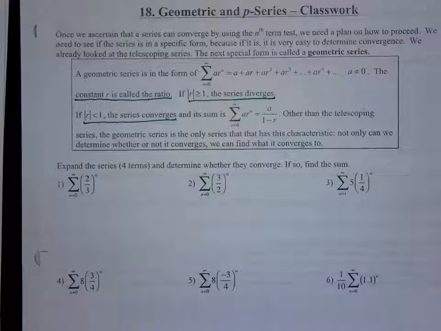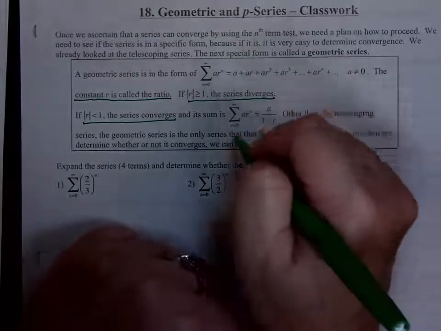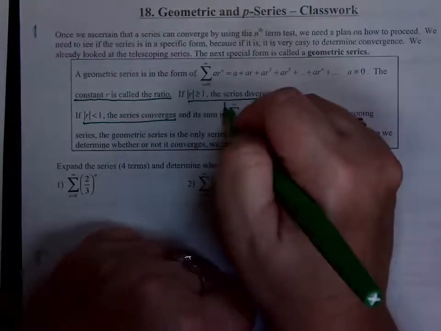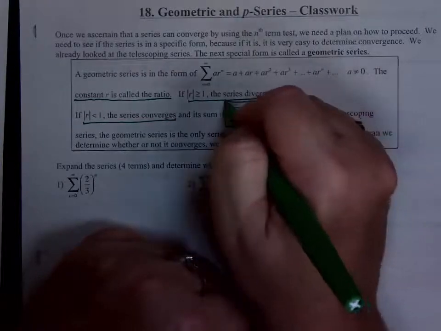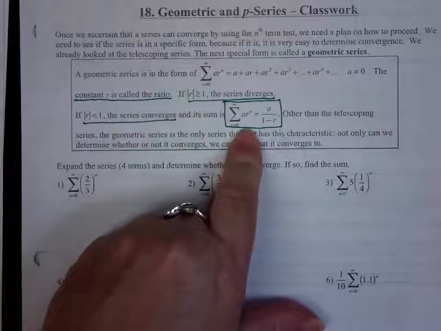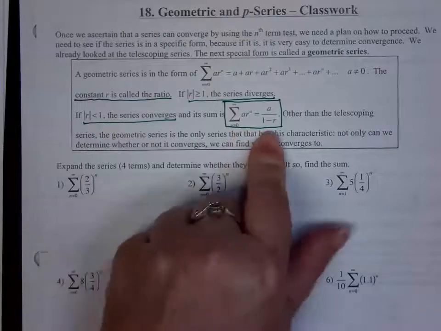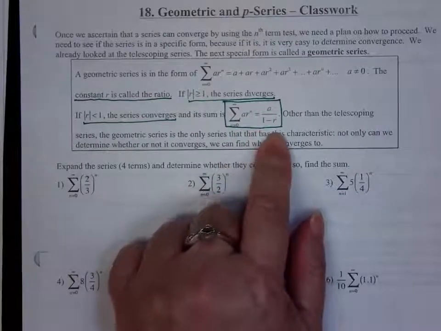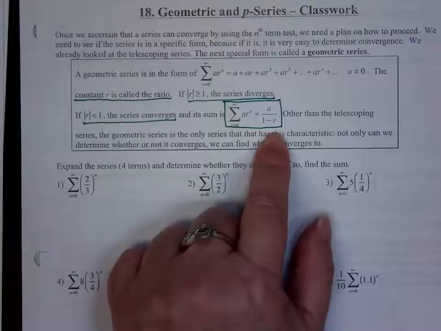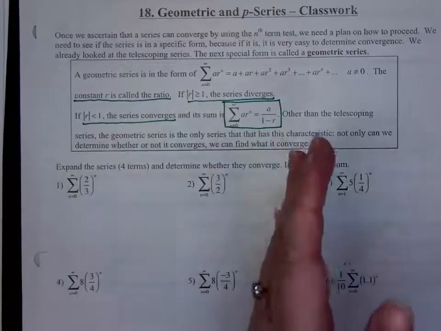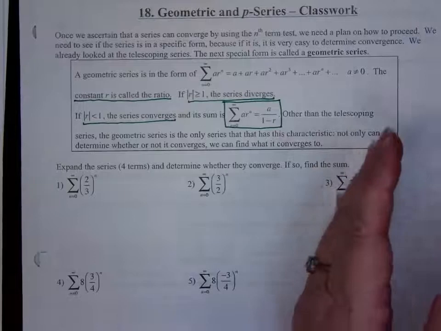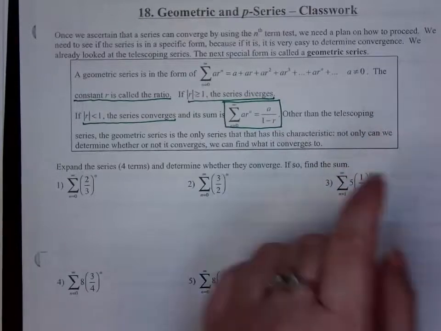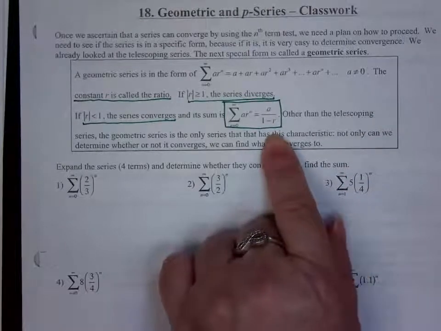Now, not only can we tell if it converges or not, just like the telescoping, we can actually figure out what it converges to. The way you find what it converges to, once you know it does converge, the formula is right here. The formula for a geometric series' sum is a, which is the first term, divided by 1 minus r. So if you add up all the terms of an infinite converging geometric series, that's what it will add up to be.